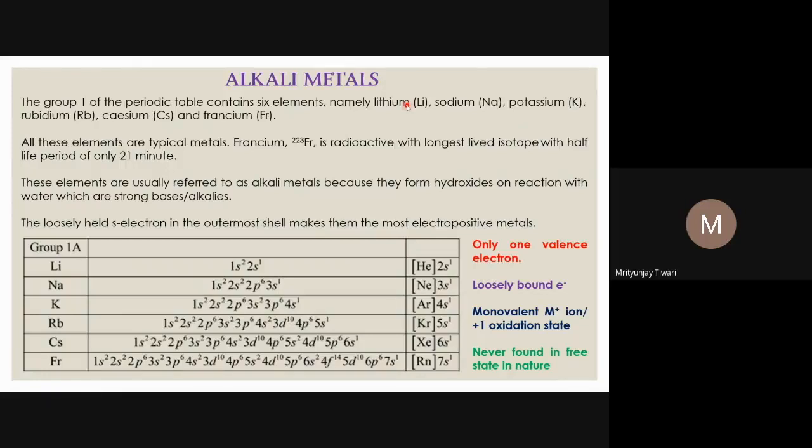Francium is radioactive, with the longest-lived isotope having a half-life of only 21 minutes. The longest-lived isotope of francium is francium-223. It only lives for 21 minutes. It means the nucleus is very unstable. You can form it artificially or maybe during a nuclear reaction for a certain period of time, but it will not be stable. It will emit particles and form some other element.